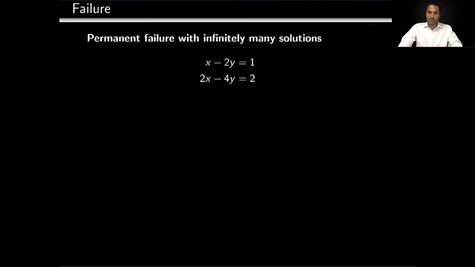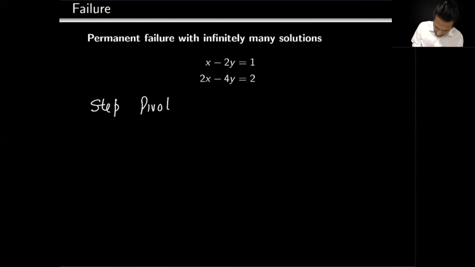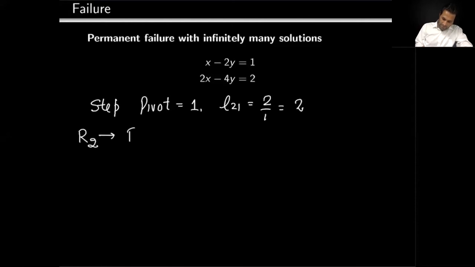There is another way the permanent failure can happen with infinitely many solutions. So you get a system with infinitely many solutions, but the elimination process fails. In step number 1, if I calculate, what is my pivot? The pivot is 1, and what is the multiplier L21, which is 2 divided by 1, equal to 2. And the first operation is going to be on R2: R2 minus the multiplier 2 times R1.